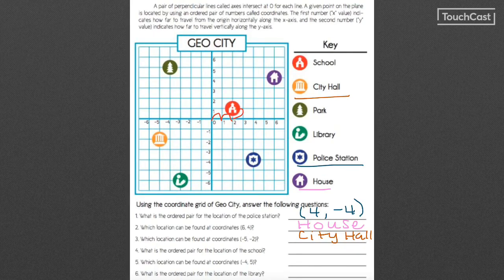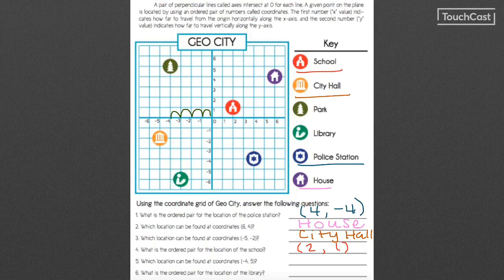Okay, so now I want to figure out where the school is located. The school is the red symbol with a little building inside of it. I see that it is in quadrant 1, which means it's going to have a positive x and a positive y. I need to move over 2 spaces on the x-axis. Then I need to go up 1 space. What's going to be the ordered pair for that problem? You should have written 2, 1.